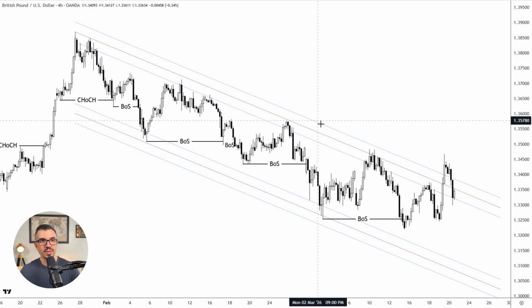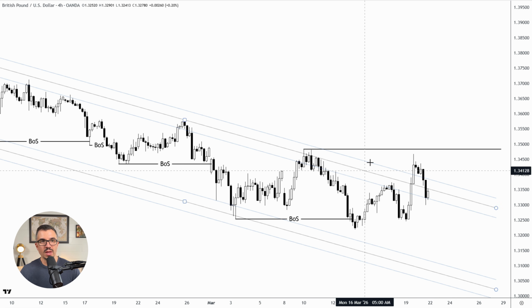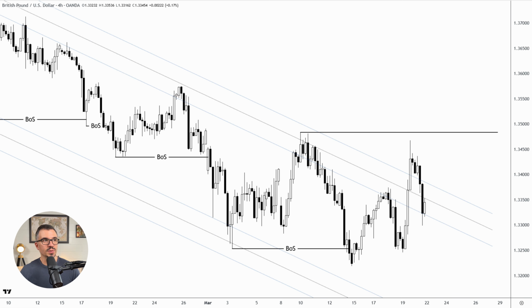So for the pound, the change of character I'm referring to would have to occur on a close above this high, because following this BOS right here, okay, so we got the BOS down here, that makes this up here the external high. So any acceptance above this would give us that change of character. But again, looking at this right here relative to this channel, I do think that this is something to pay attention to, where potentially we get some relief for the euro and the pound.